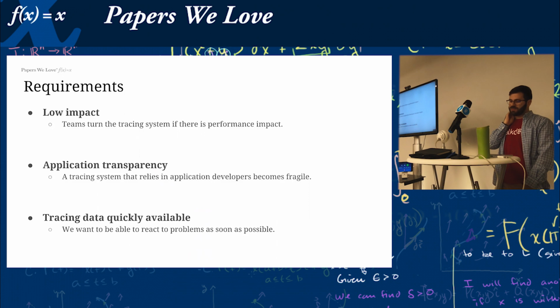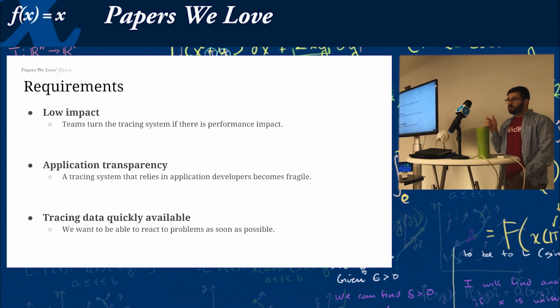Application transparency is another important requirement. If you want to implement tracing in every service of your company and you ask teams to change a lot of code, they will not prioritize that. Product will say, we don't have time for that, we need to ship our product faster. It doesn't work. So this requirement is also very important.